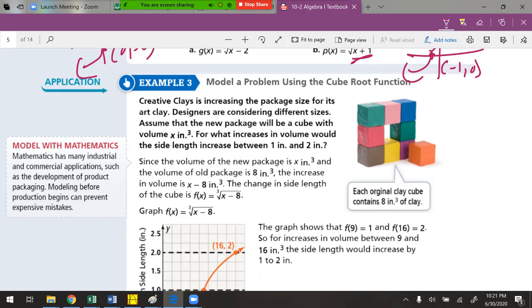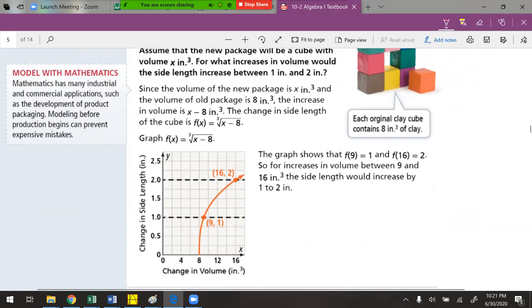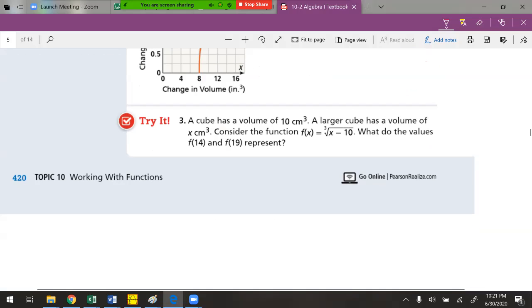When I plug in 9, I get 1. When I plug in 16, I get 2. So it'll increase between 9 and 16. It goes from 1 to 2. Basically, that's it.